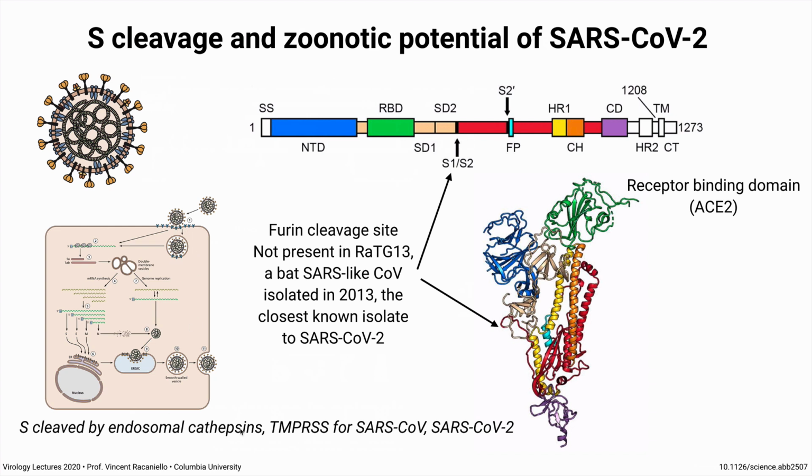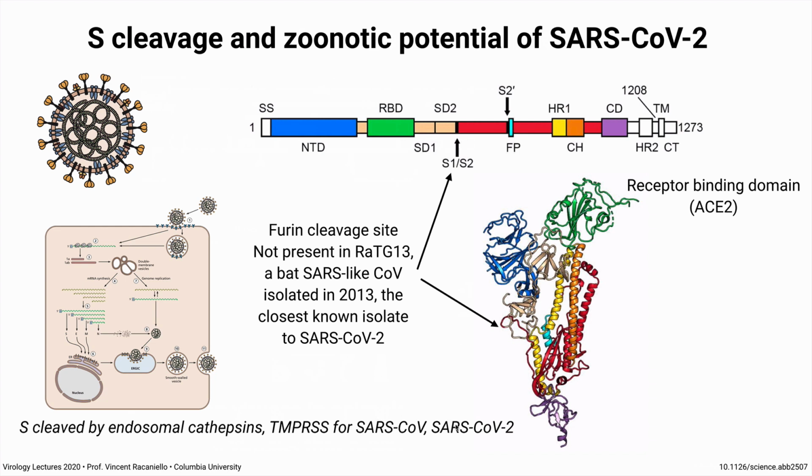Cathepsin is a set of endosomal proteases that can cleave the spike of coronaviruses. Again, TMPRSS2, should be a 2 there. Endosomal transmembrane proteases can cleave the spike on the way in. That's been shown not only for SARS-CoV, but SARS-CoV-2, the currently circulating strain. TMPRSS is one of the proteases that can cleave it.